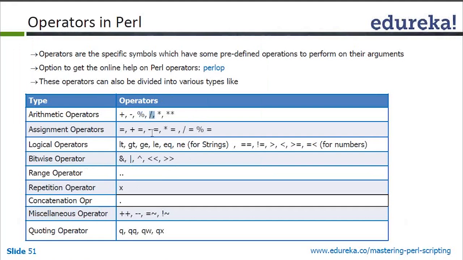But the division is the value after division. If we divide 5 by 3, what is the value of the division? But modulo is the remainder.